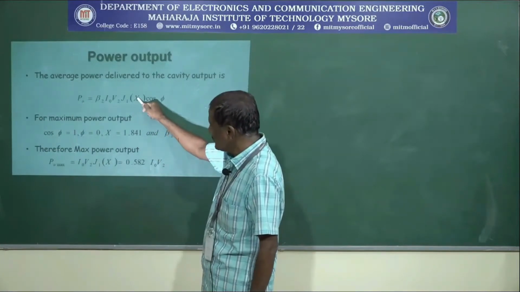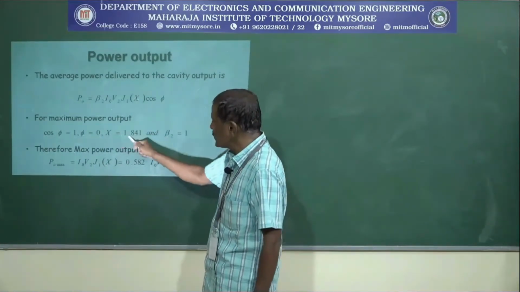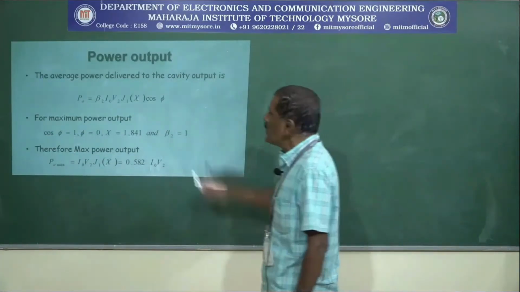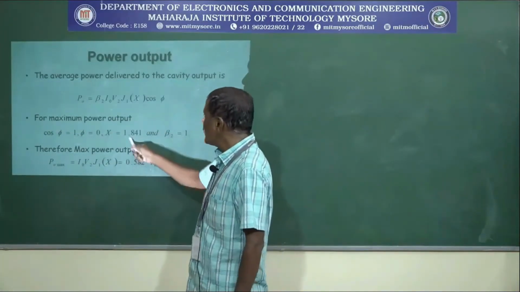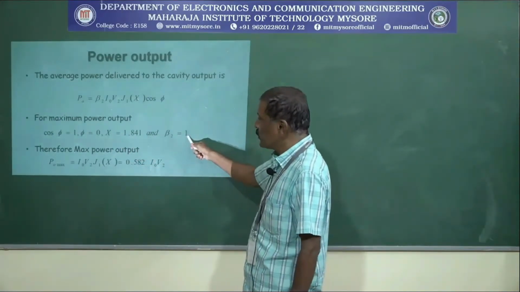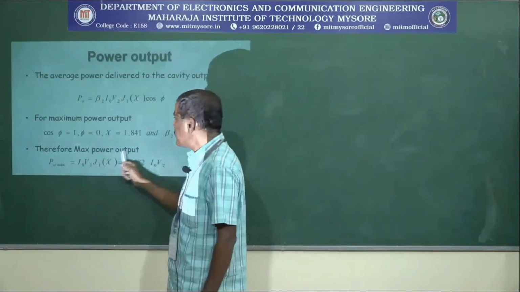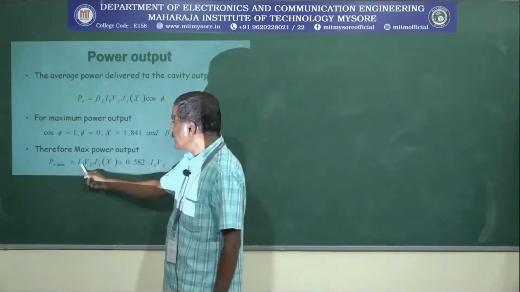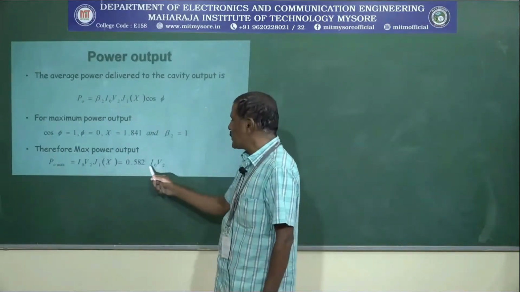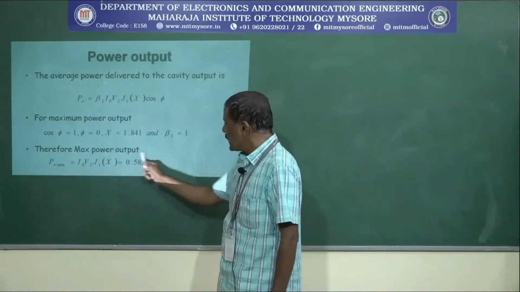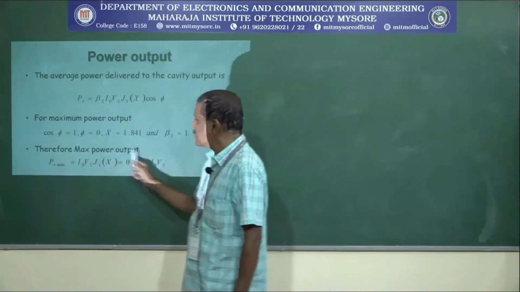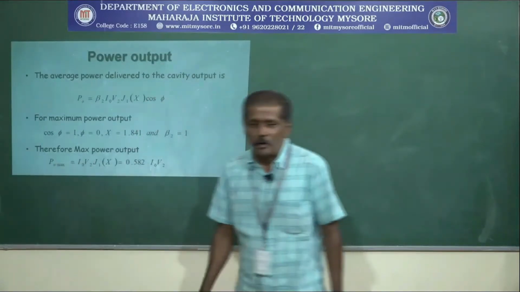This value, x is equal to 1.841, will be taken from the Bessel's function table. To have a maximum power output, x must be equal to 1.84 and coupling coefficient beta 2 must be equal to 1. Therefore, the maximum power output is calculated from I0 into V2 into J1 of x, which is equal to 0.582 into I0 into V2. So, it is going to give the maximum power output.